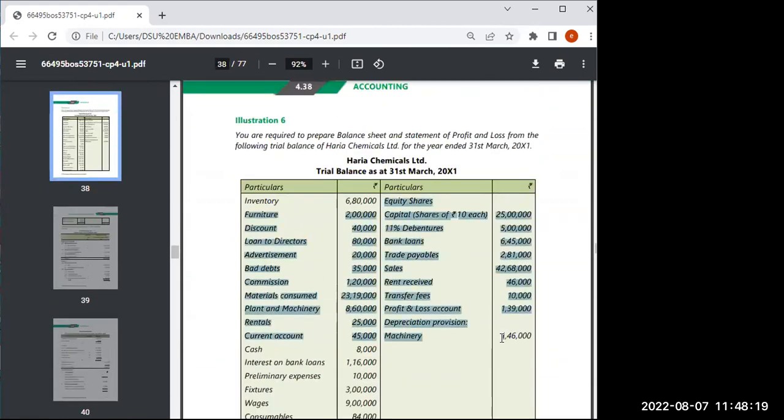So look at the credit side of the trial balance. Equity share, debenture, bank loan, trade payable, sales. Sales already taken care. Rent received is there 46,000. Transfer fees 10,000. Profit and loss account is the last year balance. That is not an other income. And then depreciation is not an income. Provision for depreciation is a liability. So only 2 items are there. Rent received and transfer fee.